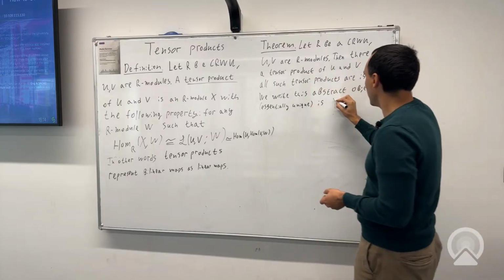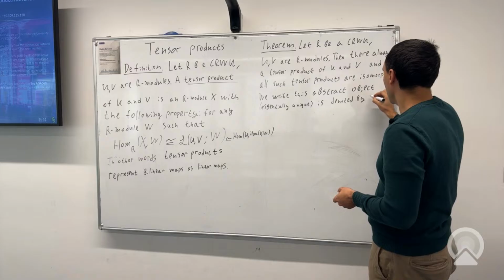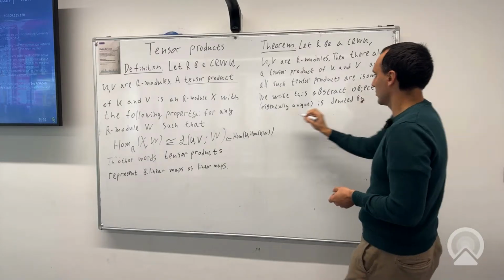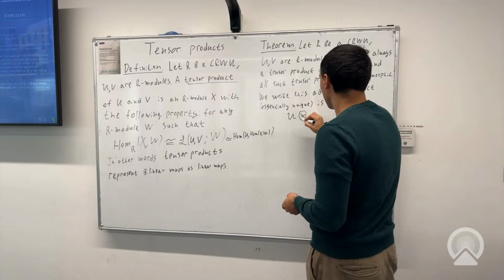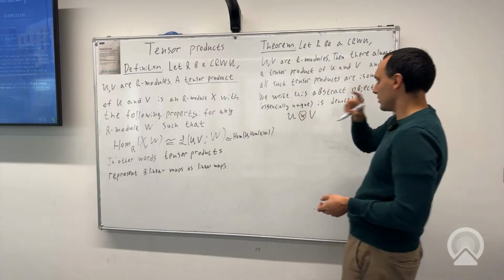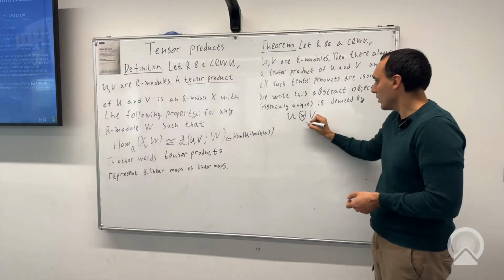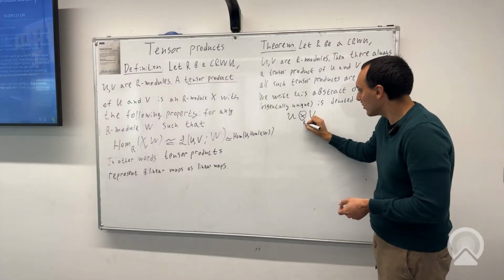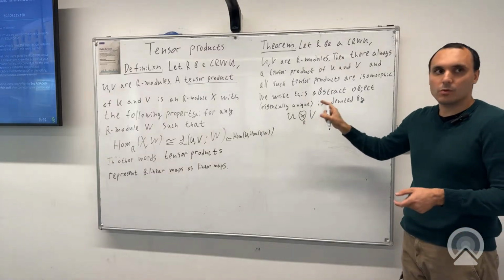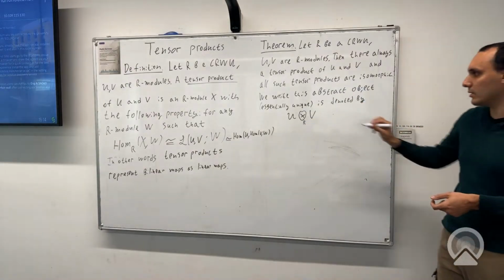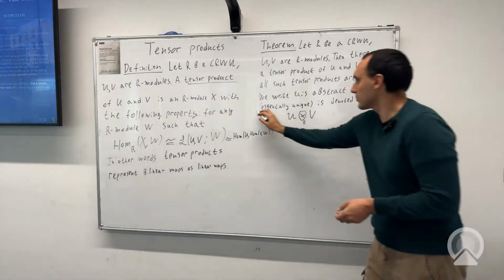It is denoted by U tensor product V, with the multiplication sign in a circle. Sometimes people put a subscript R to show which ring the module is over. Done.